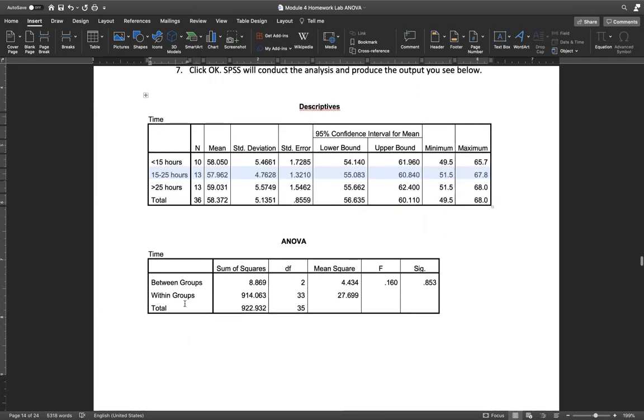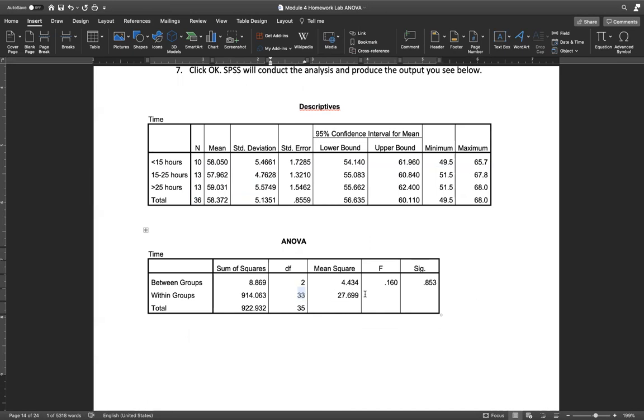Then I have my source table, which is what this is called, and that's going to give me my between group, within group, and total group. Boom, boom, boom. My degrees of freedom. Boom, boom, boom. If I look here, I had a total of 36, right? That was my total N. So this degree of freedom is K minus 1, which is 3 groups, right? 3 practice groups minus 1. And then this one is N minus K, so it's 36 minus 3. And then this 35 is these two added together.